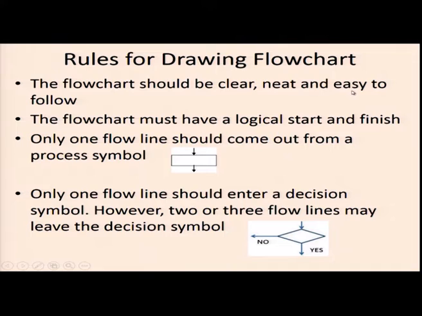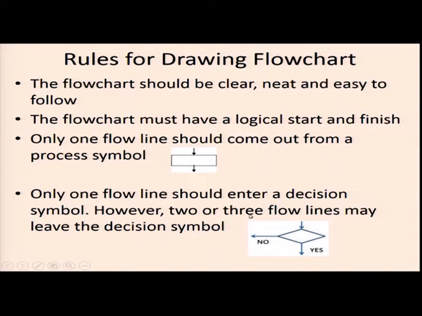The flowchart, when you draw it, should be clear, neat and easy to follow. The flowchart must have a logical start and finish. Only one flow line should come out from a process symbol. So, this is a process symbol. This example is stated over here, wherein you have a rectangle. The rectangle symbol is meant for processing. Only one flow line should come in and go out of the process symbol.